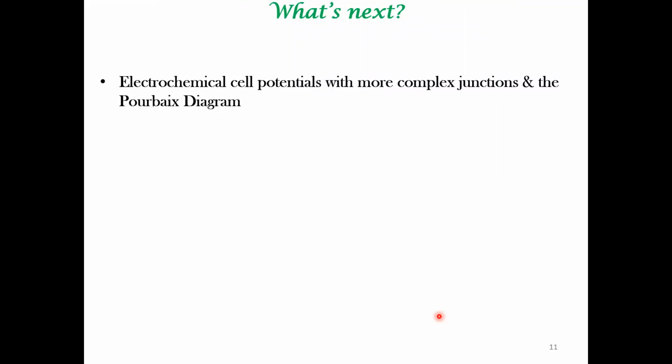In the next lecture, we will look at electrochemical cell potentials that have more complex junctions, like liquid junctions and so on. And we'll also utilize all these notions in a very useful quantity called the four-way diagram, which is very important for understanding corrosion, batteries, and so on. Okay, so we will look at that in the next lecture. Thank you.